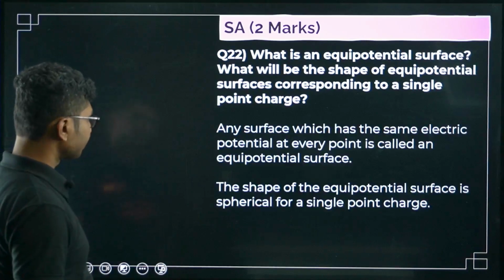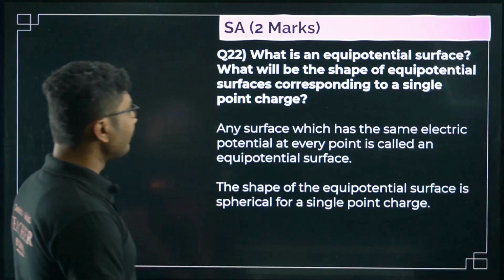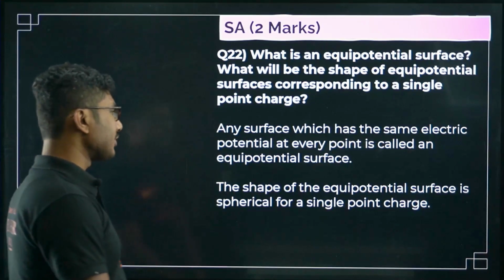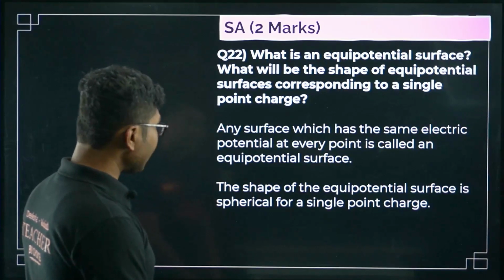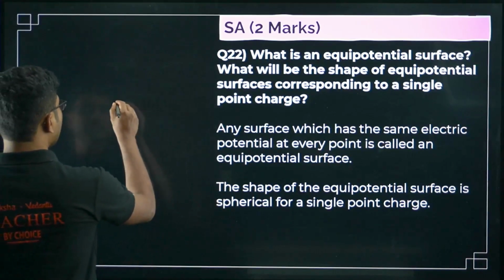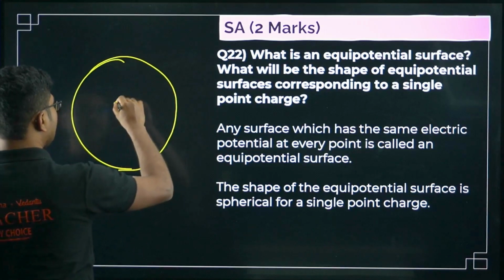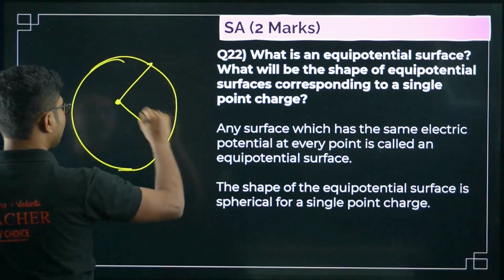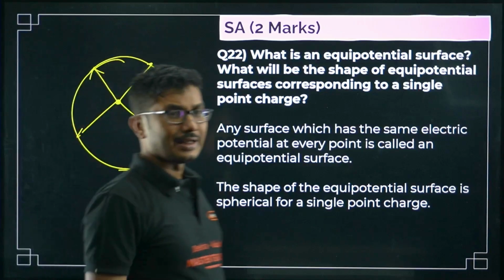Let's see. Any surface which has the same electric potential at every point is called an equipotential surface. The shape of an equipotential surface is spherical for a single point charge. So for a single point charge, the shape of the equipotential surface will be spherical, because it will have radial symmetry, so it will be spherical in nature.